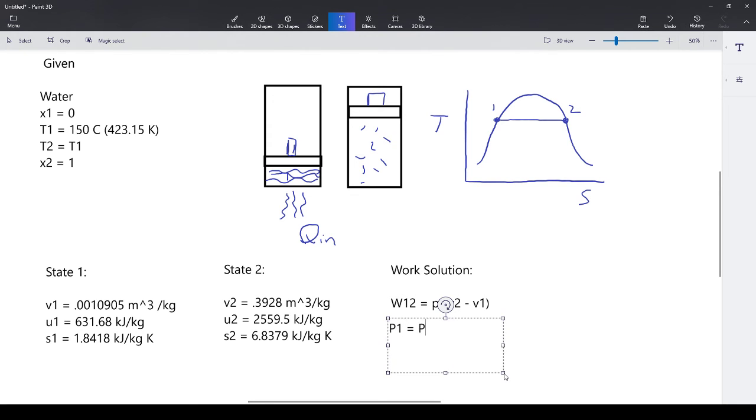P1 is equal to P2, which is equal to 4.758 bar, which is also equal to, we just need to times 100, so 4.758 times 100. I know that's pretty easy to do, but we're just going to do it anyway, 4.758. And this is in kPa. And the reason why you do kPa is because I think it converts easier. So that's why I just left it as that.